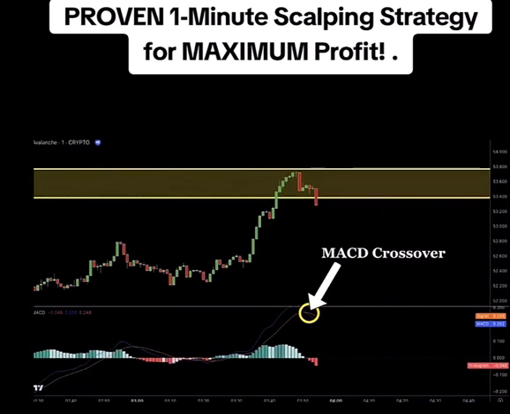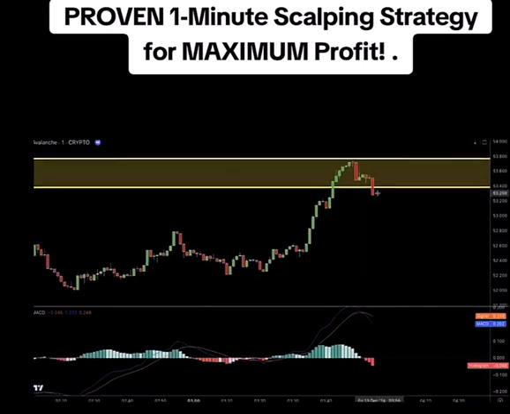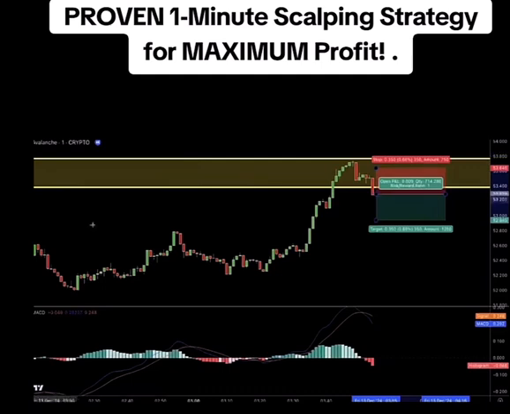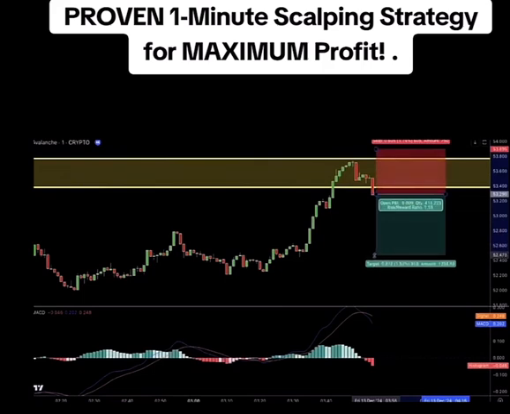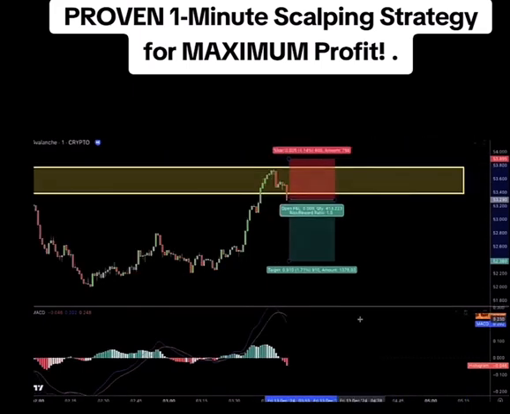Here's how to trade this setup effectively. Enter the trade at the close of the confirmation candle that forms after the MACD crossover. Place your stop loss 5 pips above the 15-minute supply zone to minimize risk while giving the trade room to breathe. Aim for a 1.5 to 1 reward to risk ratio, where your target is 1.5 times your initial risk.